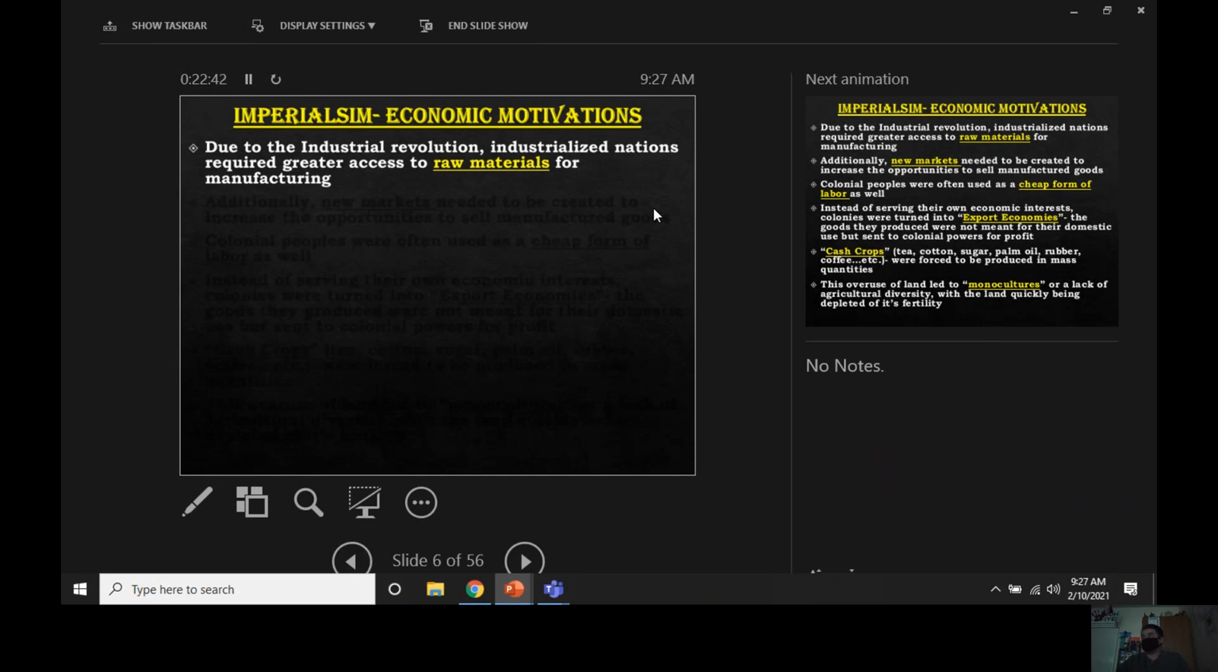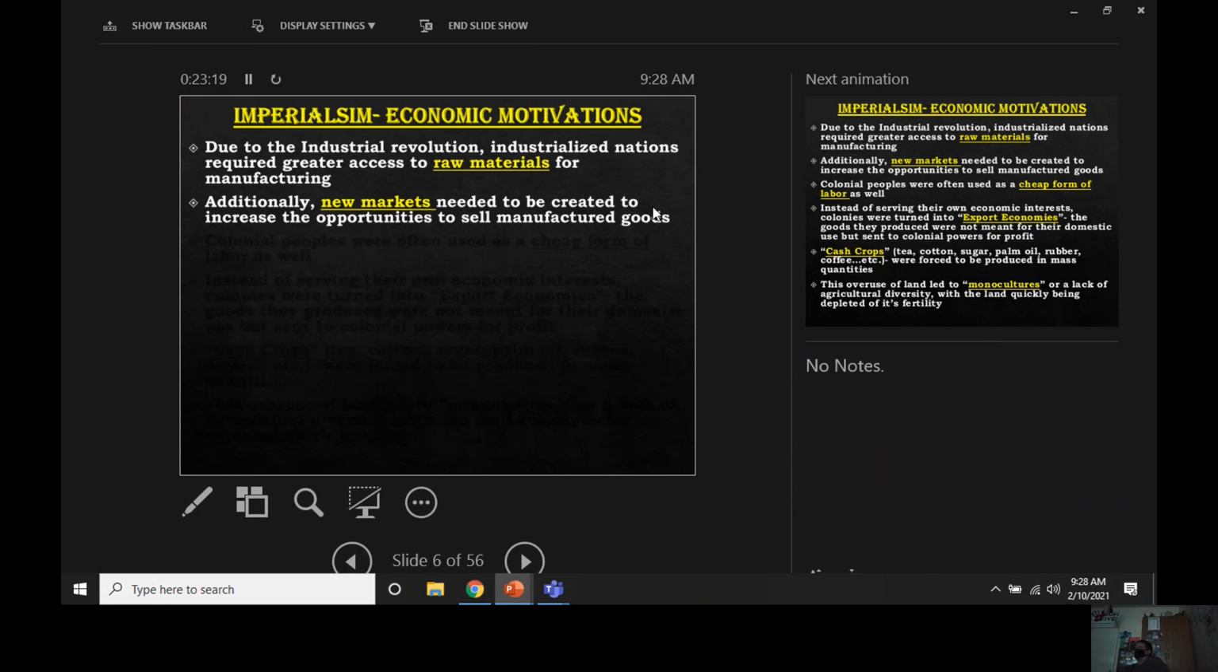Again, a lot of this is based on greed. Additionally, new markets were needed to be created to increase the opportunities to sell manufactured goods. These industrialized nations, they need new places to sell their stuff. So if they can go and either directly or indirectly take over lands far and far away, where they're kind of making ready-made trade partners, because in these areas, they're going to have to buy their goods if they're going to buy anything. In some places, like in Africa, man, if you want to manufacture goods, you're getting them from the country that colonized you.